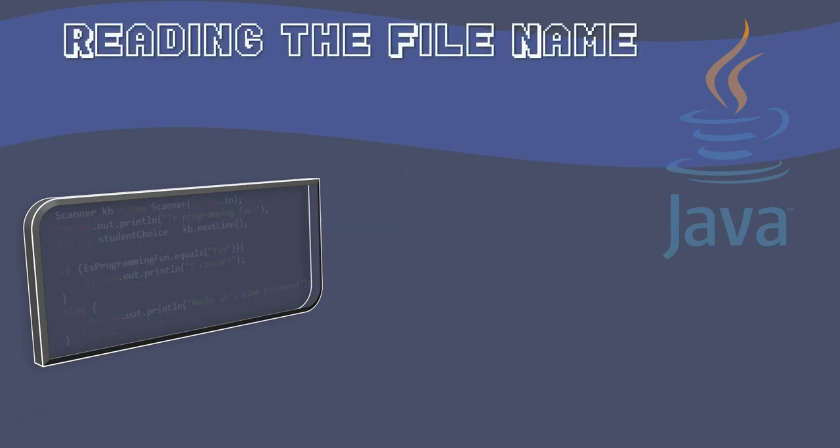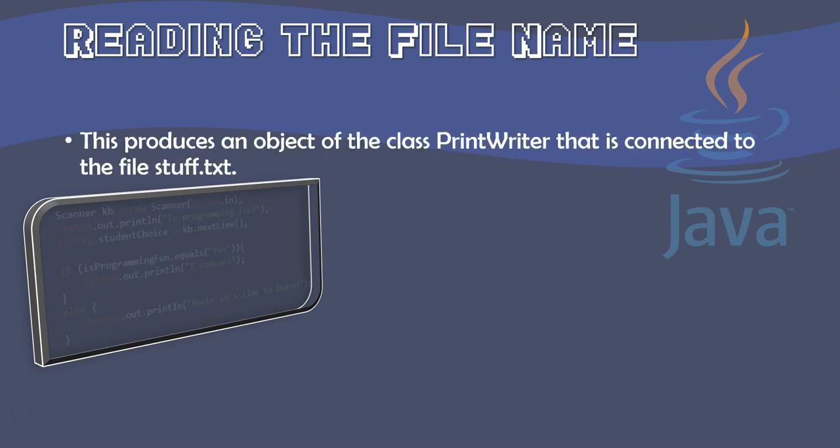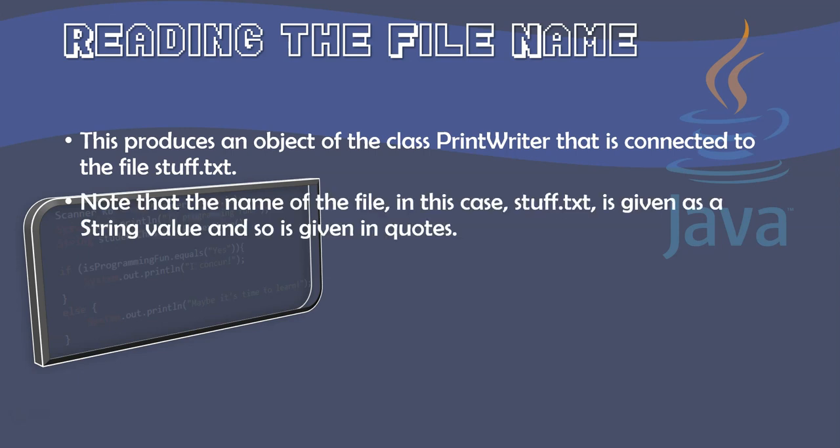Now, we need to know about reading that file name, because when we look at that statement, we have stuff.txt, right? And this is produced by an object of that class PrintWriter. And if you look at the name of the file, it's stuff.txt, we'll see that it is a string value because it's given in quotes.